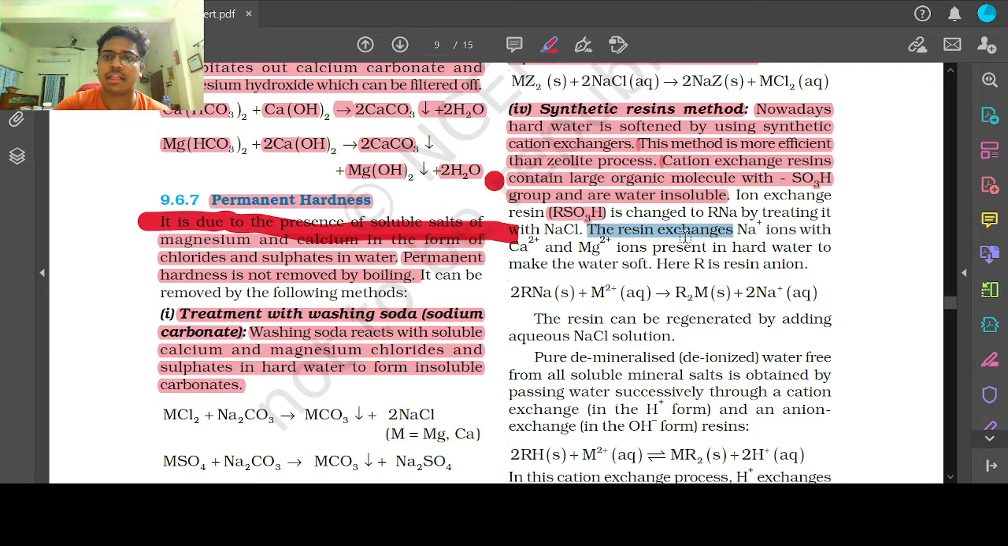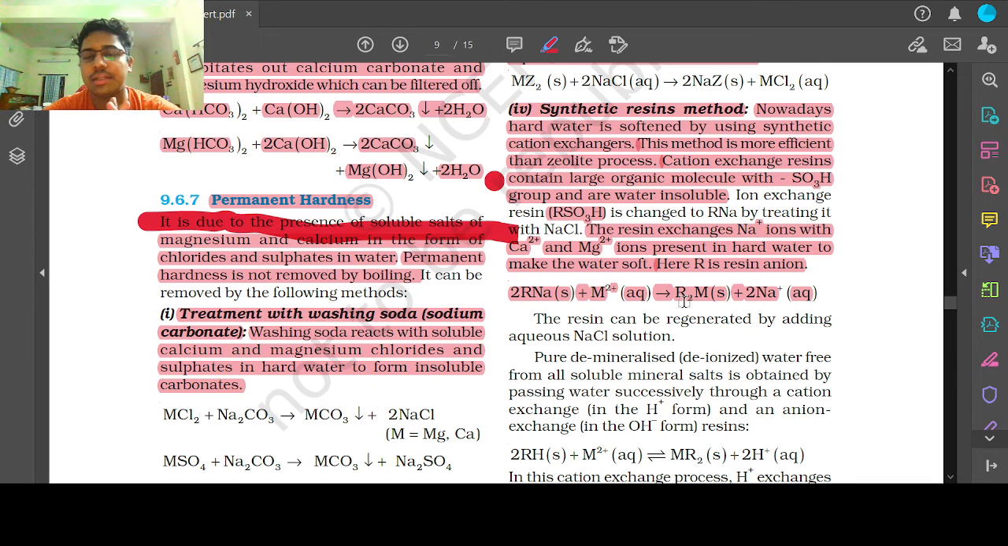The resin exchanges sodium ions with the calcium and magnesium ions present in hard water to make the water soft. Here R is a resin anion, you might call it an alkyl group, the anionic part. On reacting RSO3H with NaCl, it forms RNa. This RNa reacts with calcium and magnesium ions, forming R2M plus sodium ions. This is also water insoluble, so it can be filtered out.